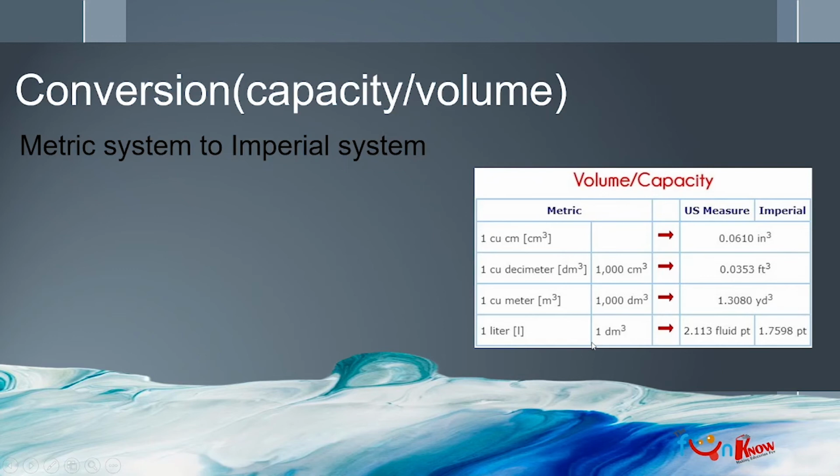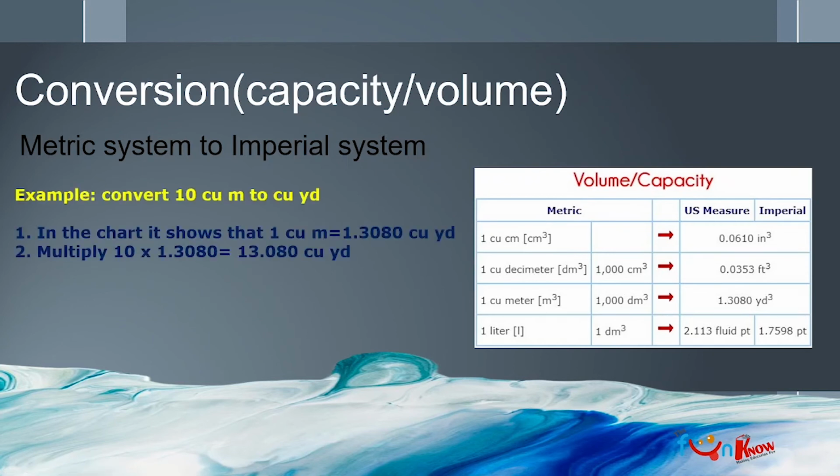1 liter is 1 dm cube, that is again decimeter cube, and you can write this as 2.113 fluid pint, which can also be written as 1.7598 pt. Let us see with an example, students, this table which you have to keep in mind. And now we'll go towards the example.